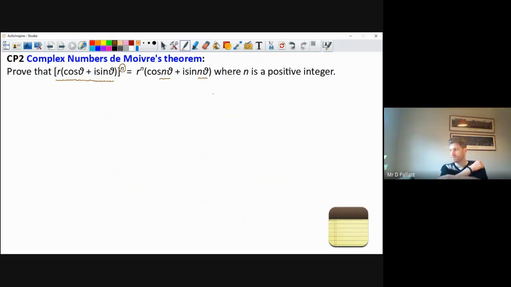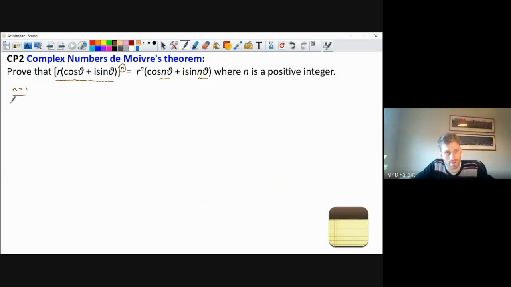You can see the gaps on the notes. I'm going to prove it for positive integers. You can see the proof for negative integers as well in the textbook, and you can also extend it fairly straightforwardly using exponential form, as I'm sure Kingston will point out at the first opportunity. So let's start with n equals 1.